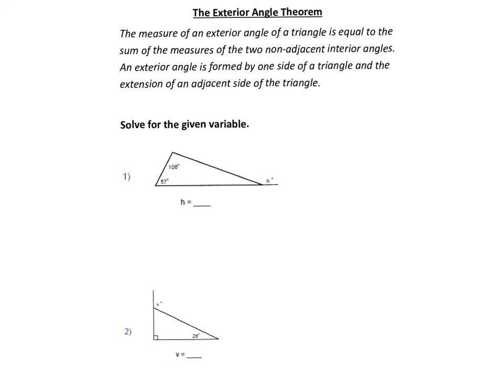And what that means is, if you look at number 1, you have this angle and this angle. So when it says non-adjacent, it means that they're not right beside each other. In order for them to be beside each other, you're looking at things like supplementary angles or complementary angles. So in this case, we have the 57-degree angle and the 106-degree angle. If we find the sum of those, it will equal the opposite exterior angle.